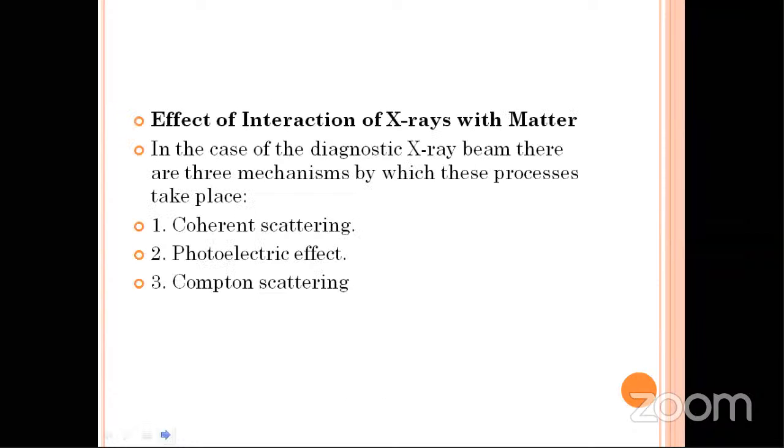Okay, so the interaction of the X-rays with the human or with the structures which we need to investigate is divided into three different types. One is coherent scattering, the other one is photoelectric effect, the other one is Compton. Okay, so the coherent scattering is responsible for fog, the photoelectric for the interactions.